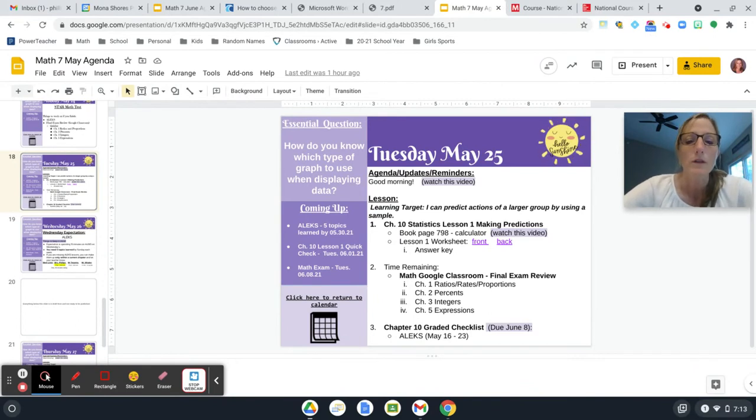Lesson 1. So you'll see the learning target: I can predict actions of a larger group by using a sample. We're still going to work through that and finish out what we started on Friday. And so in just a minute here, we're going to go to page 798.